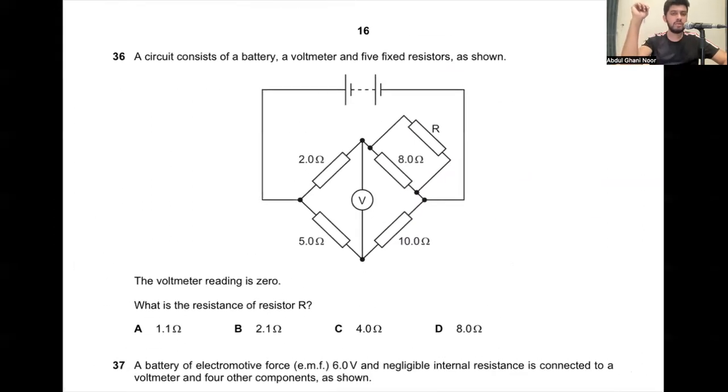Moving on to question number 36. A circuit consists of a battery, a voltmeter, and 5 fixed resistors as shown. The voltmeter reading is 0. What is the resistance R?